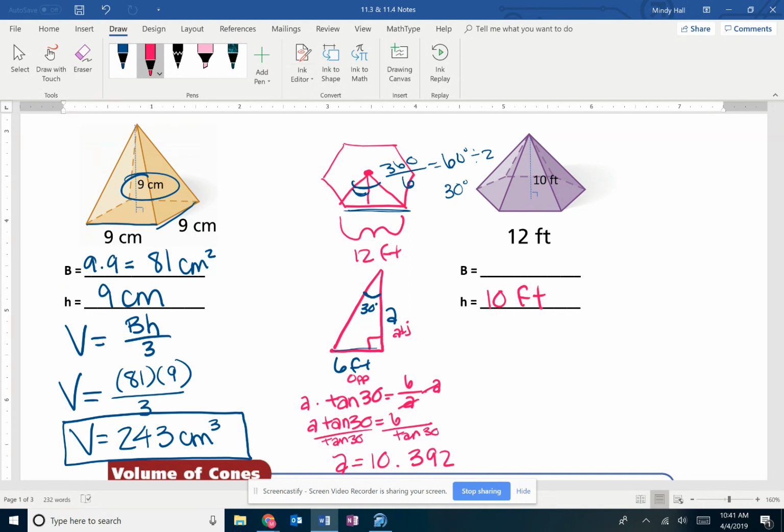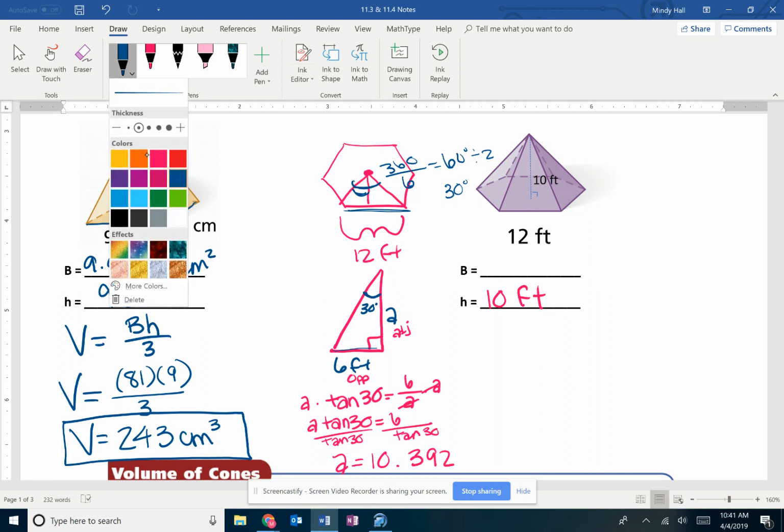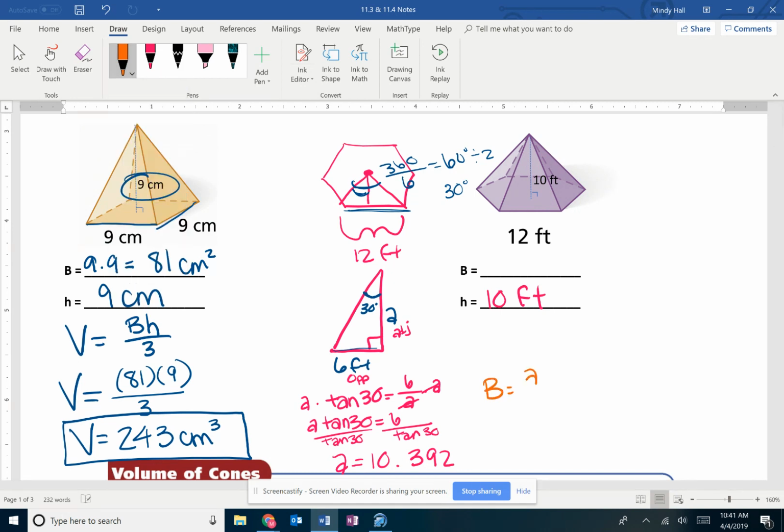So now that I have my apothem, I can find my base area. Let me use a different color. Let's do orange. Remember, base area is your apothem times your perimeter divided by 2. So we would have 10.392 times perimeter. Since this is 12 feet long, I would do 12 times 6 because there's 6 sides. And then we divide by 2.